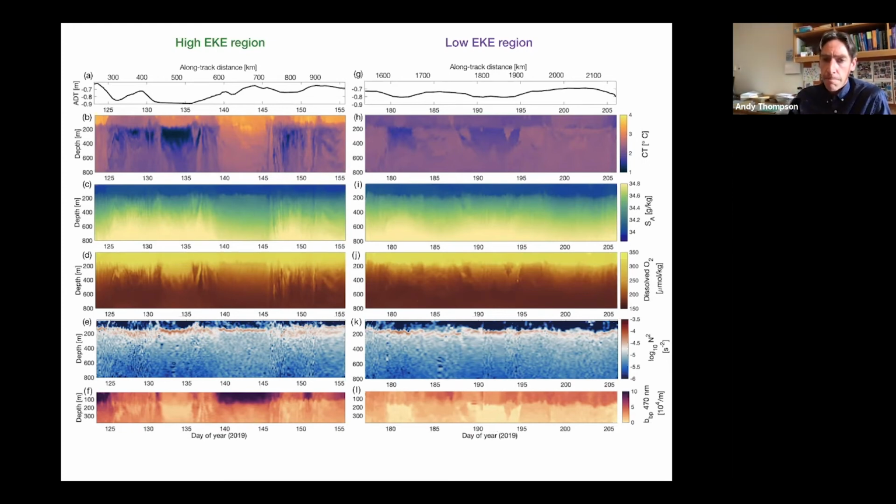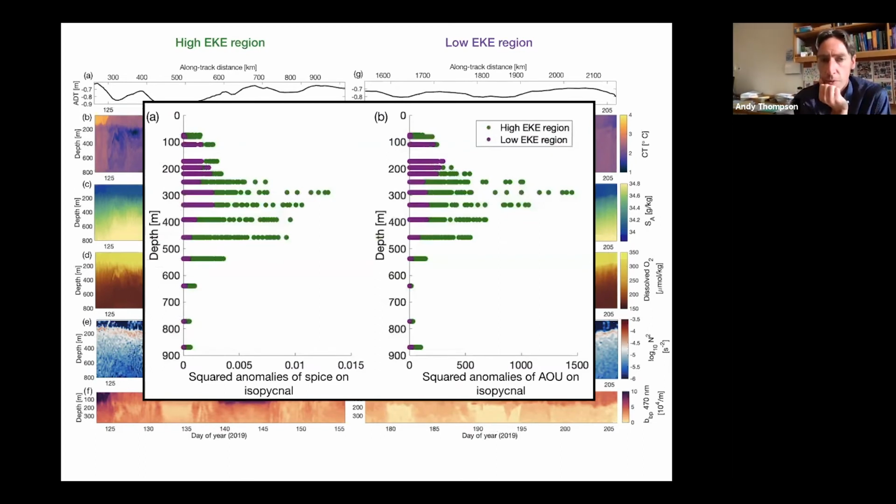And there's a lot to take away here, but maybe I'll try to summarize by just showing this. One can look at anomalies of what we think are more or less passive tracers. So on the left here is anomalies of spice. So spice are variations in temperature and salinity on a given density surface. So that behaves more or less like a passive tracer. On the right are anomalies of AOU, apparent oxygen utilization. And again, in green and purple here, you see those anomalies in the high eddy kinetic energy region in green and the low eddy kinetic energy region in purple.